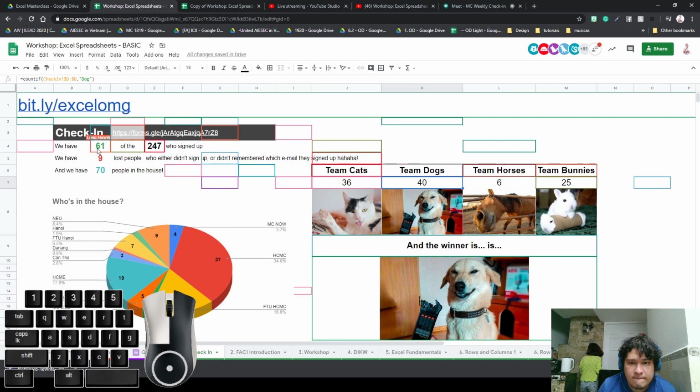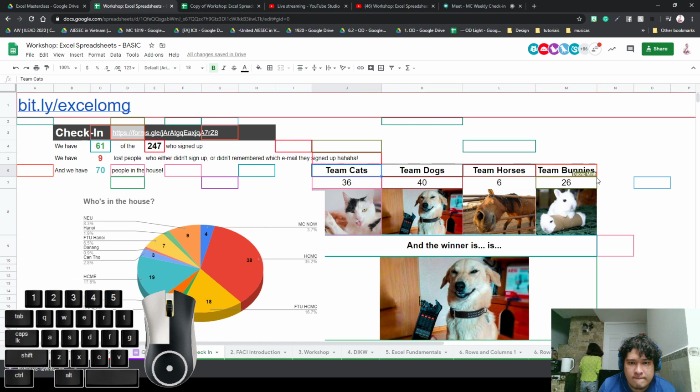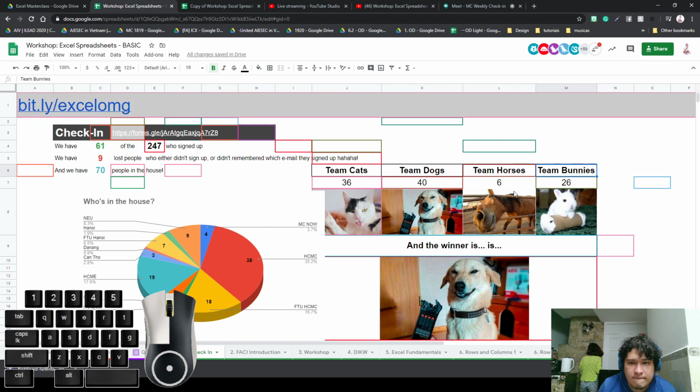The checking, as I was saying, everything is automatic here. So basically, the checking question was: choose one animal. Apparently, Team Dogs is winning, which is very surprising because cats have a love relationship, and I'm so happy that Team Bunnies is also very high because I am a Team Bunny. And wow, guys, there's only 6 horses.